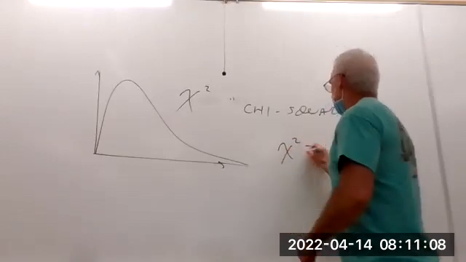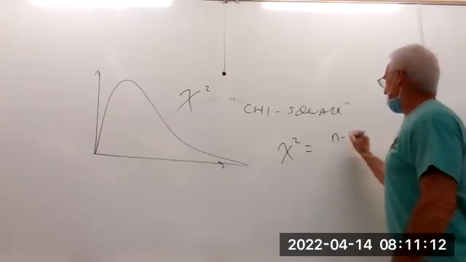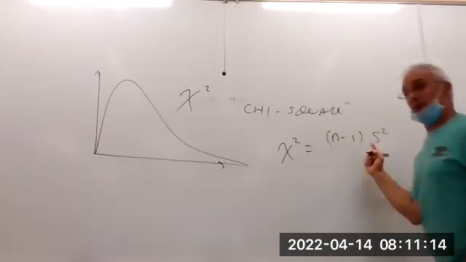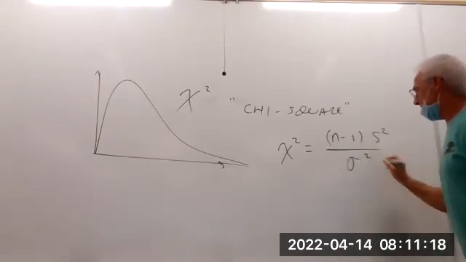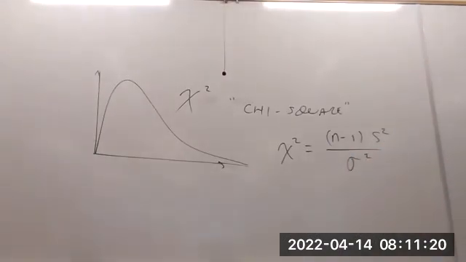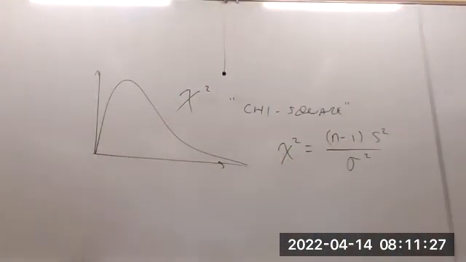Chi-square equals n minus 1 times s squared, where s squared is our sample variance, divided by sigma squared, which is the population variance. Now, n minus 1, that's easy. That's 2 degrees of freedom. S squared, that's easy. You went out and collected a sample and you calculated the sample variance. But you don't know what sigma squared is.